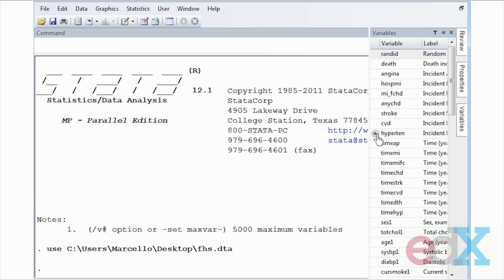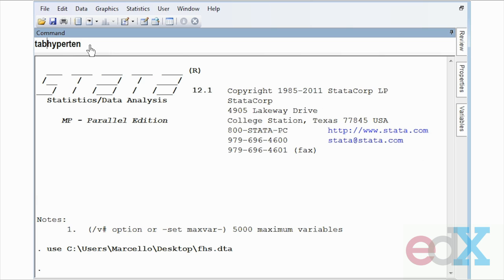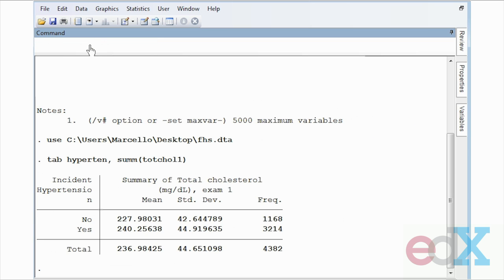There's an idea. Let's look at the hypertension situation. Let's tabulate hypertension, and summarize the total cholesterol level at the first visit for these two groups. We have the difference in the mean in those two groups. For those who don't have hypertension, their cholesterol level is roughly on average 228, whereas for those who did have hypertension coming in, their cholesterol level is about 240, a little bit more than that.